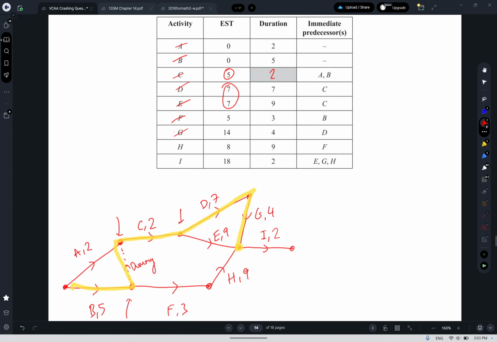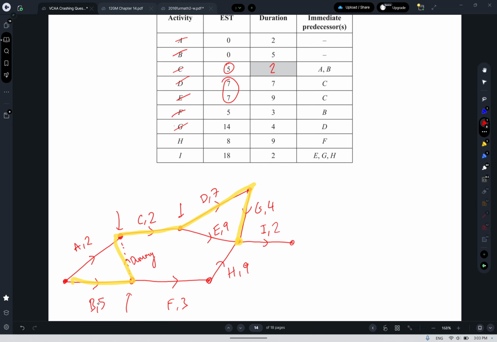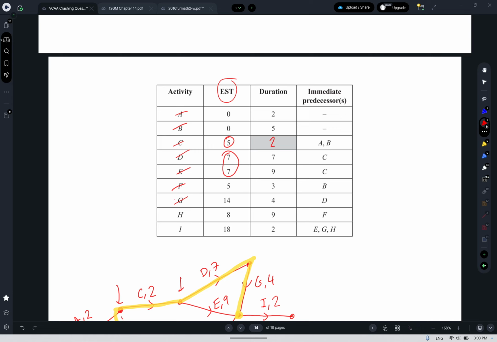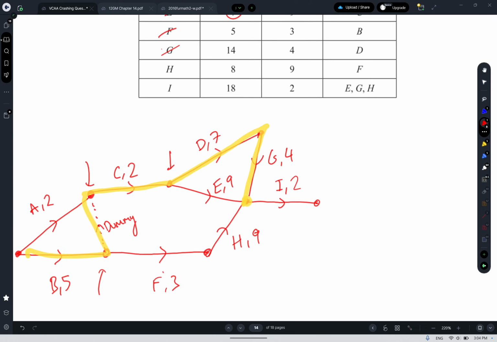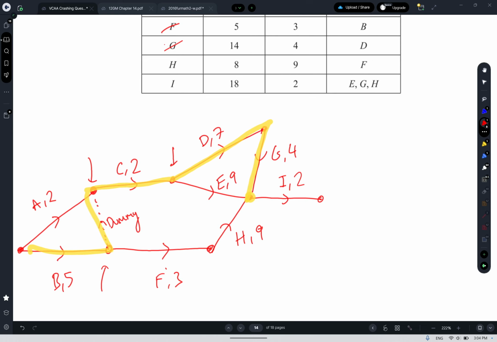Maybe a quick double check is in order again then. A is 2, B is 5, C is 2, D is 7, E is 9, F is 3, yes. G is 4, correct now. H is 9, yes, and I is 2, yep. Any questions where they have ESTs and durations, it's always going to be worth double checking that you've drawn it correctly, unless you're good at this, unlike me apparently. So quick double check again. B is 5 plus C, which is 2, is 7, plus 7 is 14, plus 4 is 18.